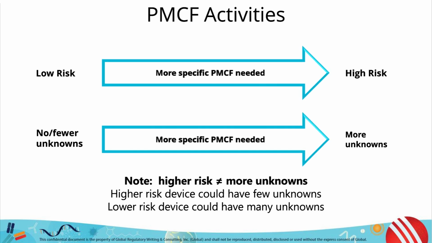The risk class and number and type of unknowns will drive the need for specific PMCF. Higher risk devices are going to require more specific PMCF to accurately verify the risk-benefit profile. Devices with more unknowns will also require more specific PMCF designed to address the unknowns. It is important to note that higher risk does not always correlate with more unknowns. Higher risk devices could be well understood and have few unknowns, while lower risk devices could have numerous unknowns.